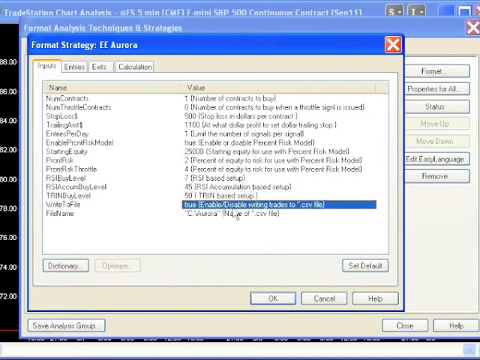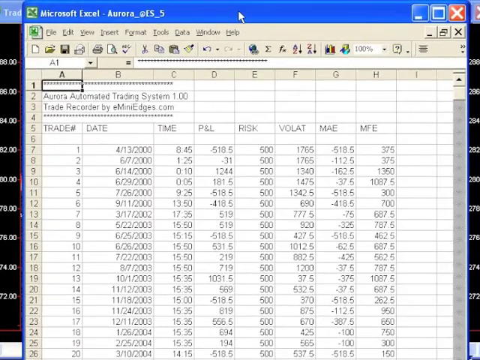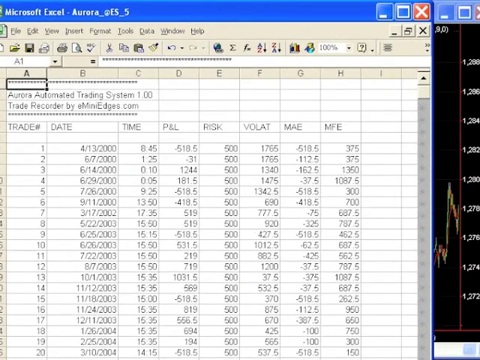Our last input is we're able to send our data as we generate trades to a file on our system. So this is enabled, and what this is going to do is after each trade is completed and closed out, the information is sent to your hard drive as a .csv file, which is compatible with Excel. Let's go take a look at what this file looks like. Okay, I found the file on our hard drive, and this is what it looks like.